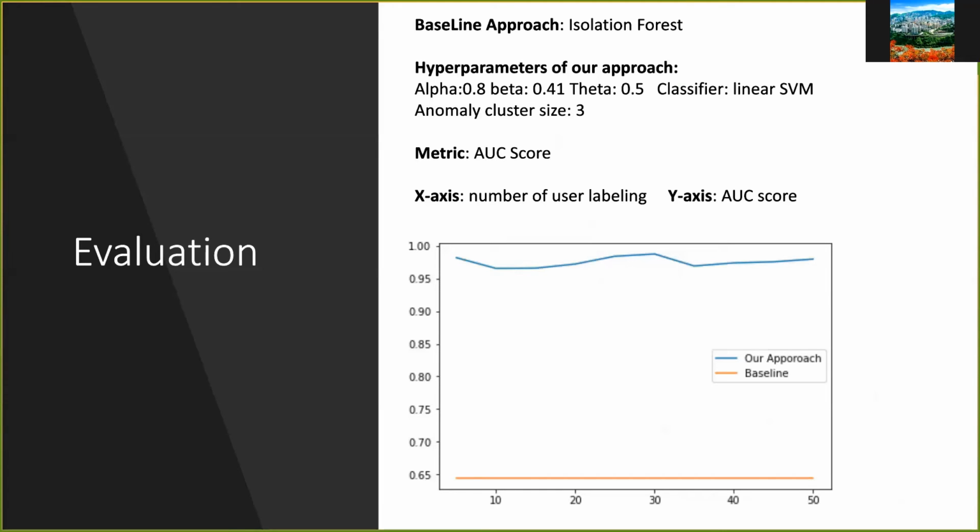To evaluate the performance of our algorithm, we compare it against the isolation forest, which is one of the most used unsupervised anomaly detection algorithms. The hyperparameters are tuned using 5-fold cross-validation, and the train-test split is 70 and 30. The plot illustrates the result. The x-axis is the number of labels given by the users, and the y-axis is the AUC score. As you see, our approach is significantly better than the baseline approach.